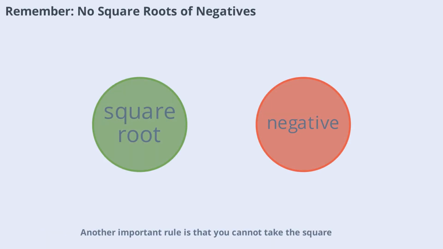Another important rule is that you cannot take the square root of a negative number when working with real numbers. Always ensure the expression inside the square root is non-negative. This restriction is essential for keeping your function defined in the real number system.